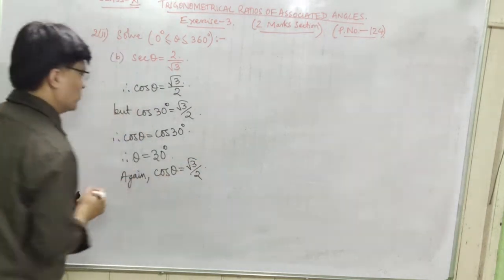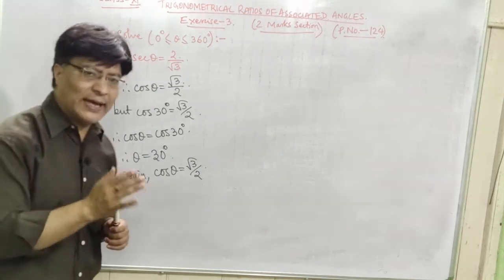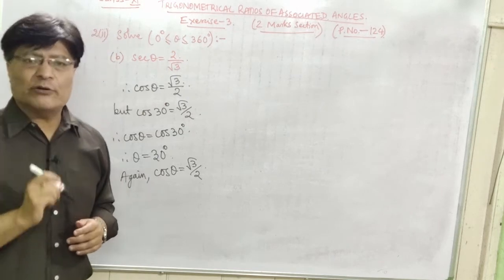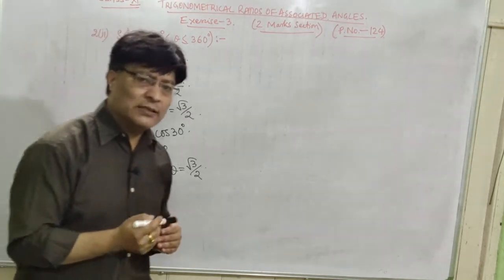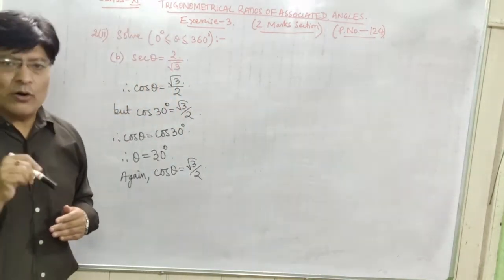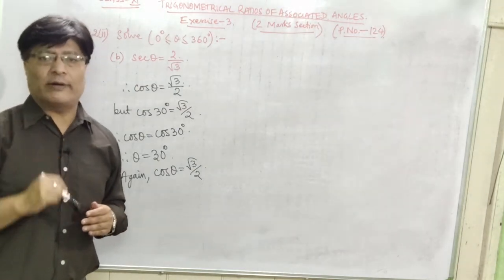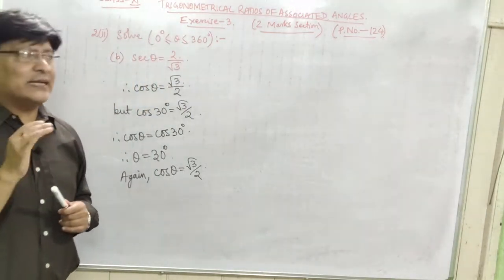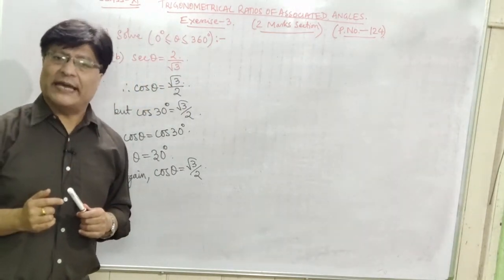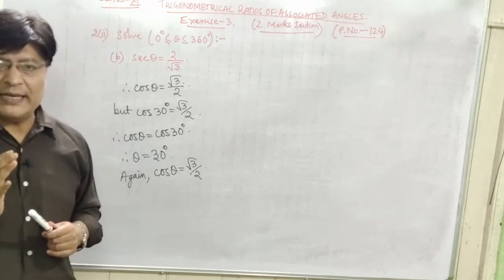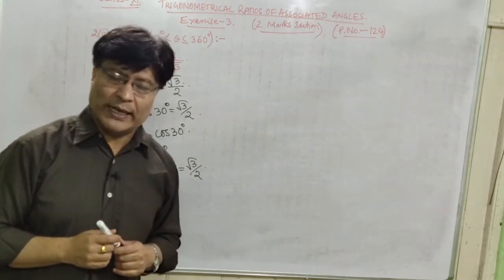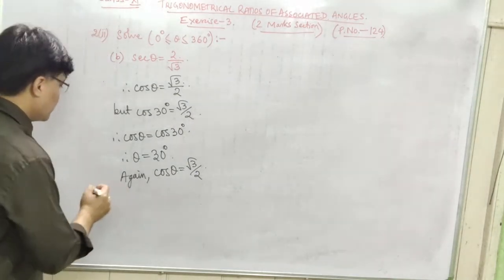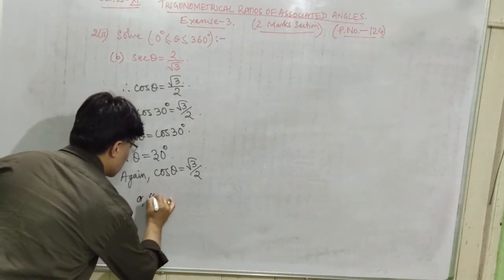Again cos theta is equal to root 3 by 2. Now you should find out the angle in the fourth quadrant. So in the fourth quadrant, how can you write down the angle? Will you write 360 minus theta or 270 plus theta? Which one will you write? I already told you that always you have to write it from the even multiple of 90, but not from the odd multiple of 90. Okay, so you should write here 360 minus theta.